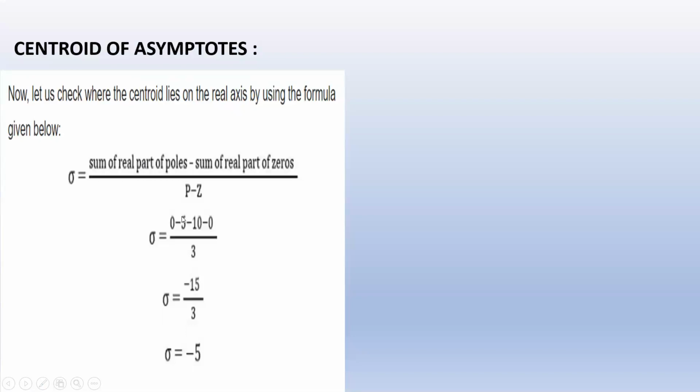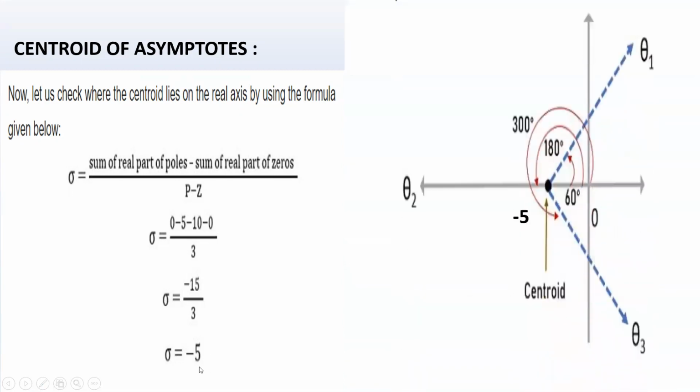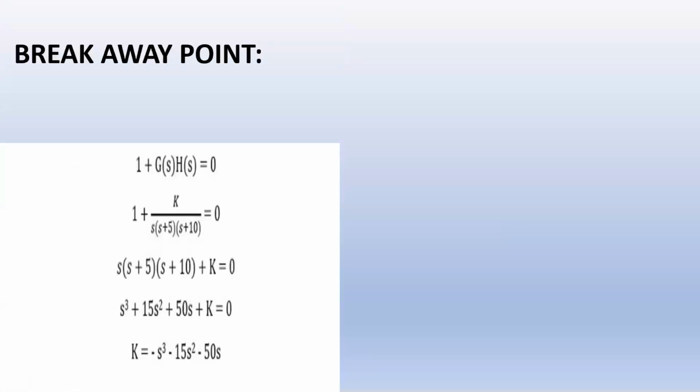So we have the sum of real parts of poles minus the sum of real parts of zeros, and as we have no zeros, we substitute 0 over here, divided by p minus z. P is 3 and z is 0. If we do that, we have our centroid at -5. So this is the plot we have done based on our angle of asymptotes. These three asymptotes meet on the real line at -5. We identified this point.